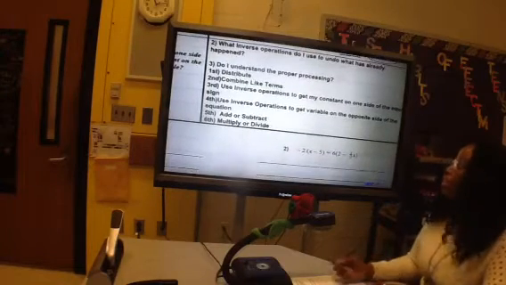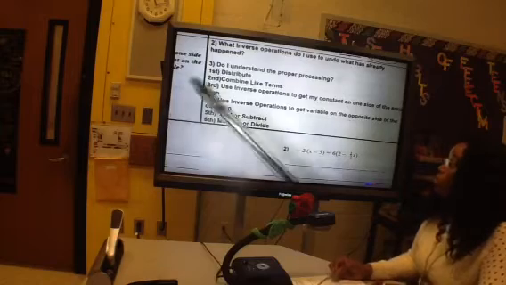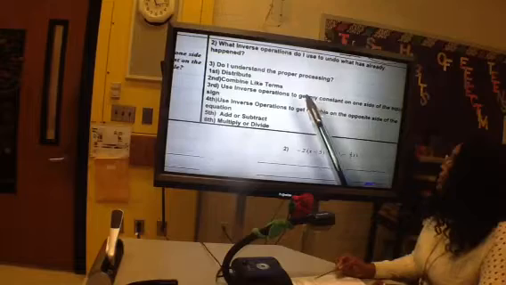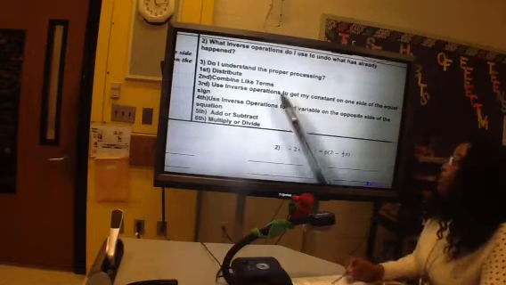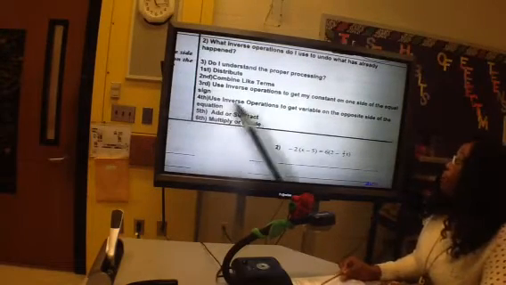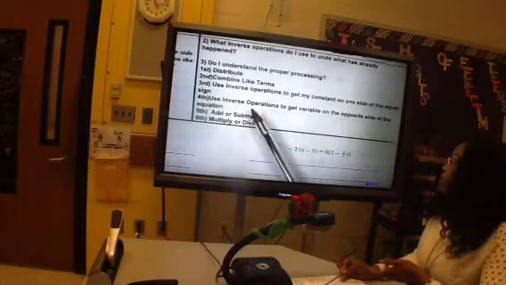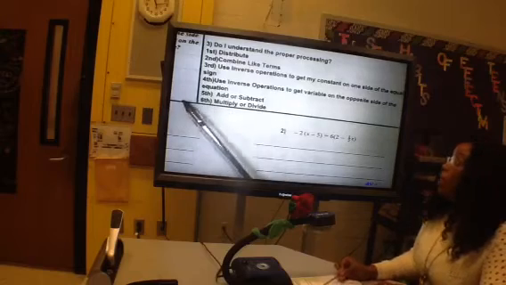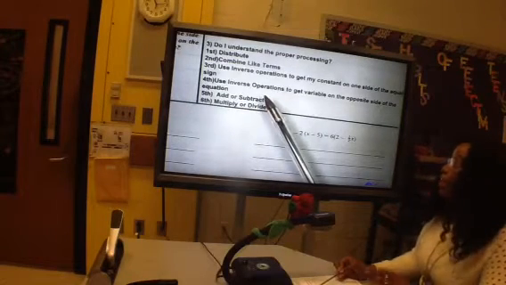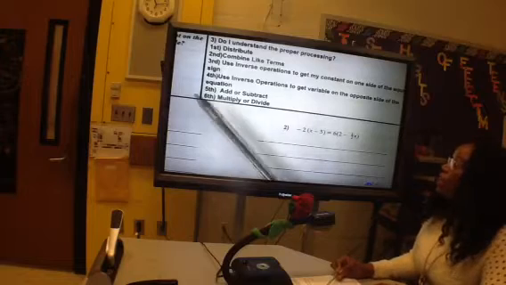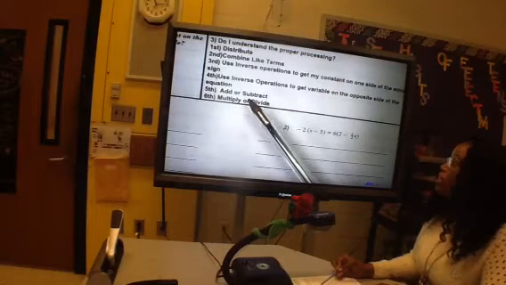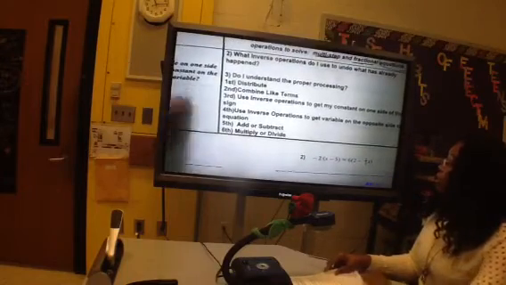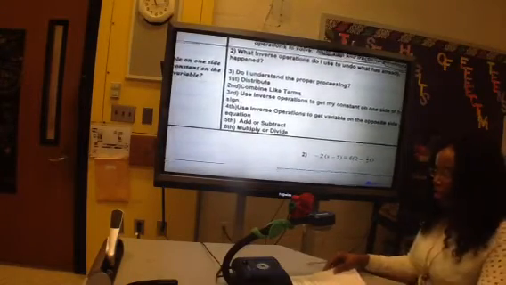Proper processing is in this exact order. Distribute, combine my terms, use inverse operations to get my constant on one side of the equal sign. Then I'm going to use my inverse operation to get my variable on the opposite side of the equal sign. Fifth, I'm going to add or subtract my constant if I need to. And sixth, if needed, I'm going to multiply or divide by the coefficient attached to the variable. Those are the 6 steps that you should be cognizant of at all times.